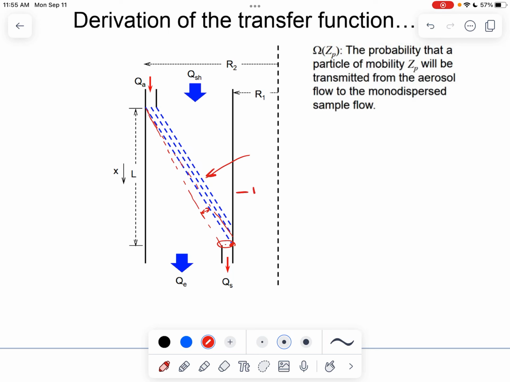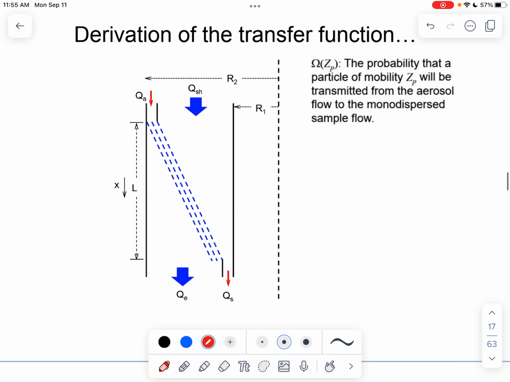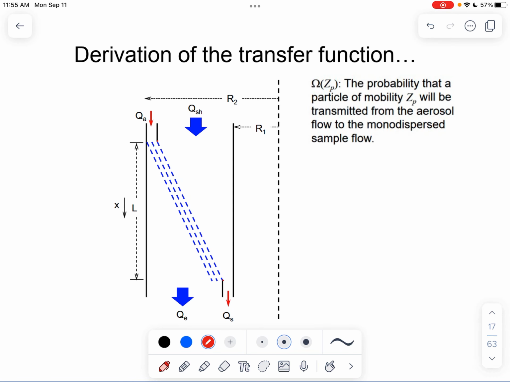So this means that there are going to be some smaller particles getting collected when you set the DMA at a certain voltage, okay? And then for the larger particles, it's the same. Some larger particles can exit from the right side wall of the inlet and then enter from the left side wall of the outlet, right? So larger particles can also get collected. So because of that, people define this function called the transfer function of the DMA. For the transfer function, people use omega as the term.